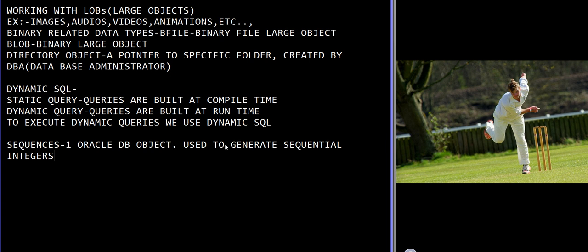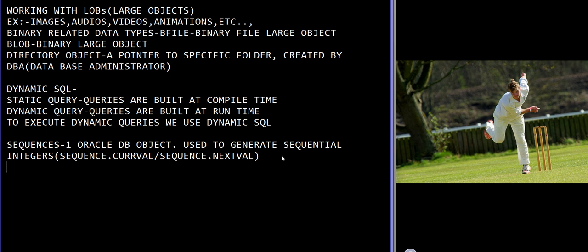In a sequence we have two pseudo columns: sequence dot current value, or sequence dot next value. These are pseudo columns, the current value and the next value. Pseudo columns are not actual columns but they are present. Pseudo means false. So we can access the pseudo columns by using the sequence.